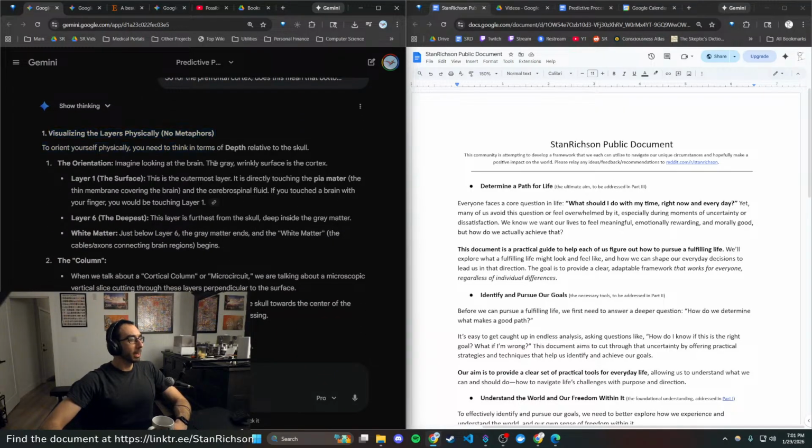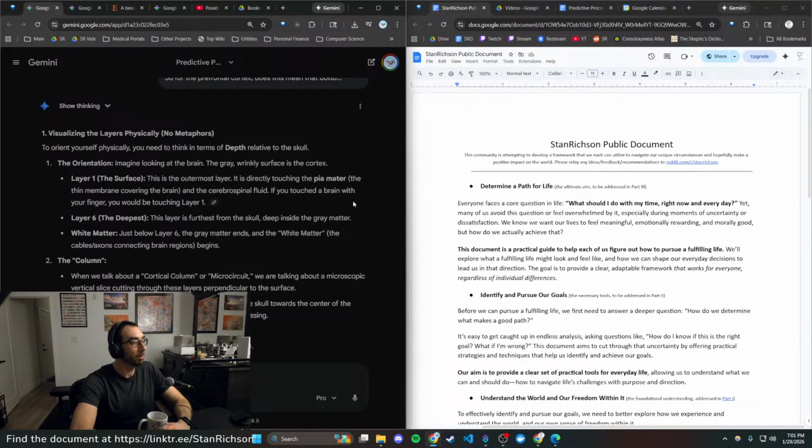All right, visualize the layers physically. No metaphor. To orient yourself physically, you need to think in terms of depth relative to the skull. Imagine looking at the brain. The gray, wrinkly surface is the cortex. Layer 1 is the surface, the outermost layer. It is directly touching the pia mater, the thin membrane covering the brain and the cerebrospinal fluid. If you touched a brain with your finger, you would be touching layer 1.